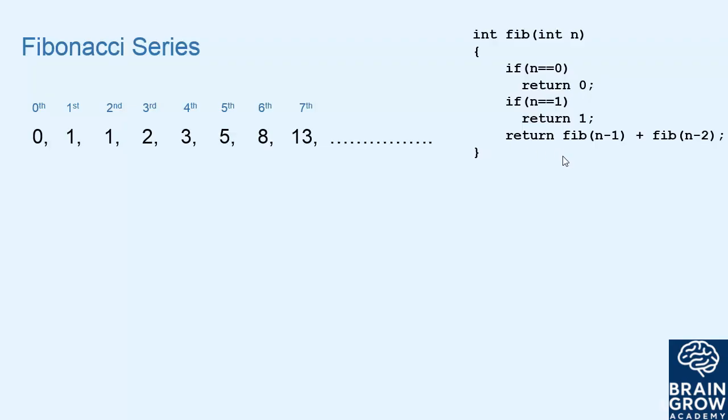This is the recursive method for finding nth Fibonacci number. We can see that we have two recursive calls here in this function. This type of recursion is also called binary recursion. The examples that we have seen till now had linear recursion.